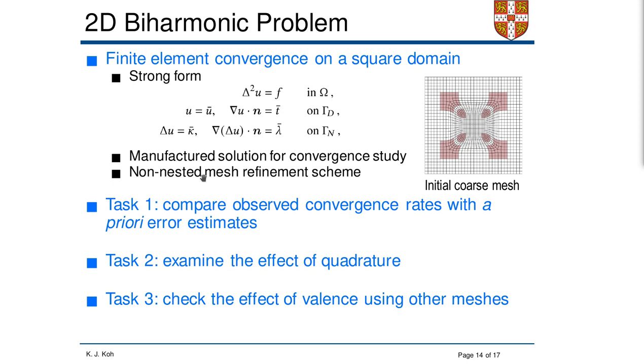We have also used a non-nested refinement scheme for h-refinement. Here we have 3 tasks. First, we numerically examine the convergence rates and compare with a priori error estimates. Second, we want to know if the SB-splines require expensive quadrature, so we want to study the effect of quadrature. And third, we want to know if there are any undesirable artifacts if we have high valence of the extraordinary vertices.